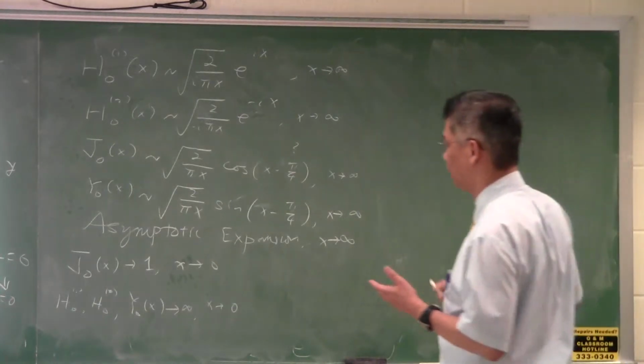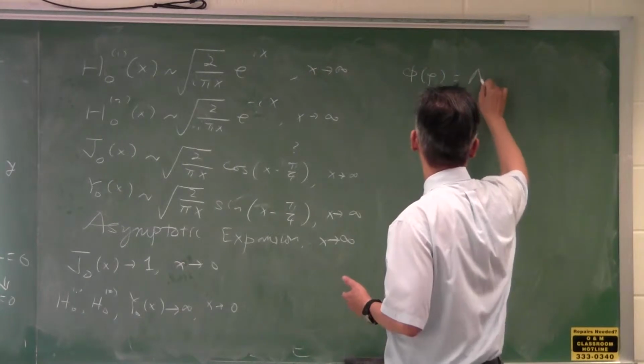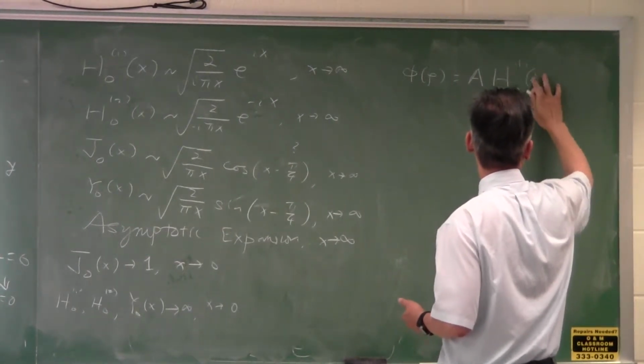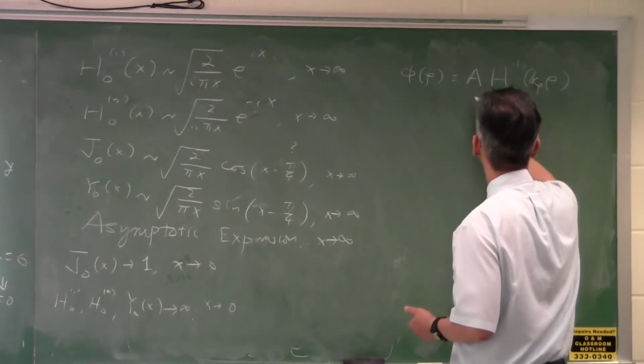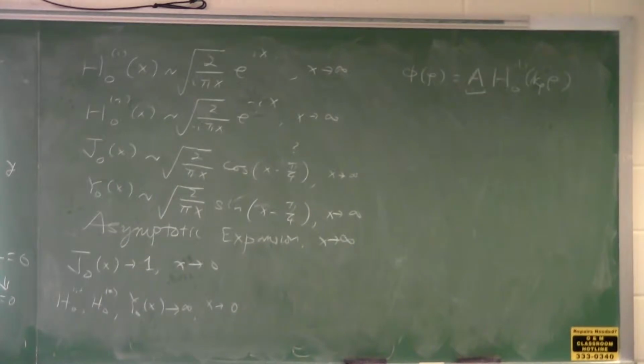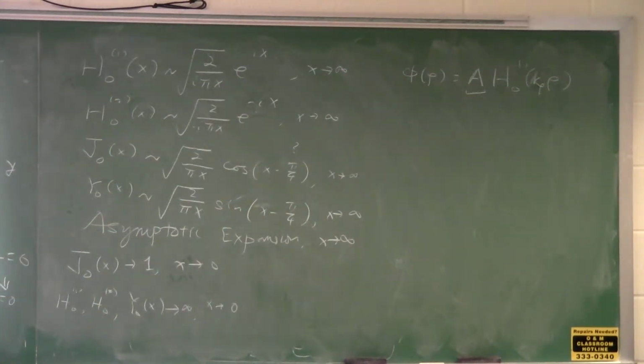So the legitimate solution is that phi of rho is a constant times H0^(1)(k rho). In order to find this constant, you have to go through some work. You try to match that solution to that singularity. You can go back to the first solution.